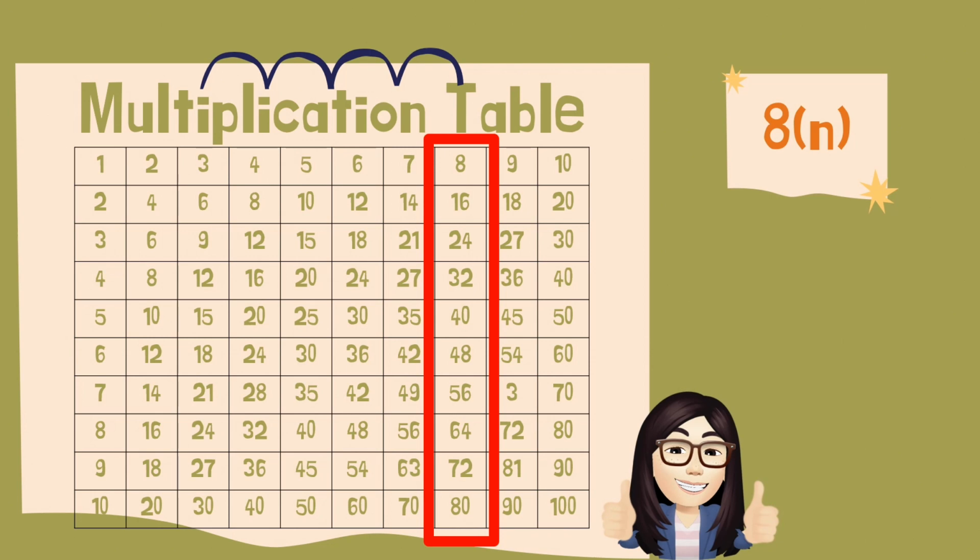How about 8, 16, 24, 32, 40, 48, 56, 64, 72, 80? This time, it adds 8 to each term. So our pattern, or our nth rule, is n times 8, or 8 times n.